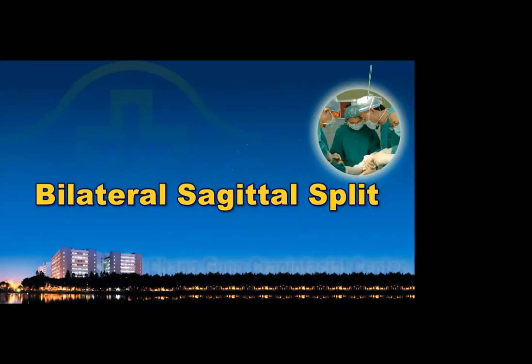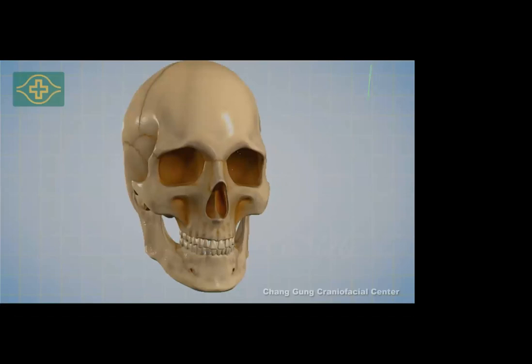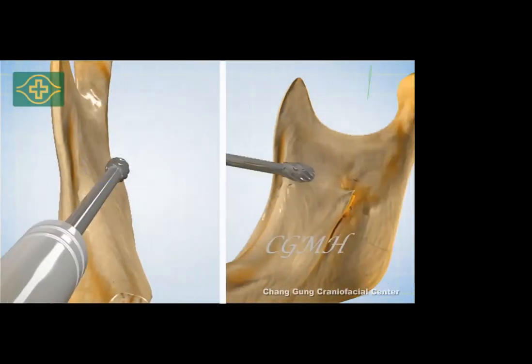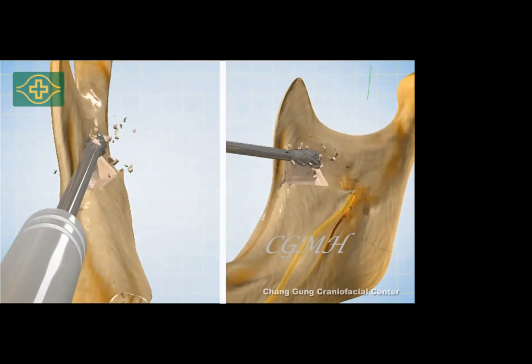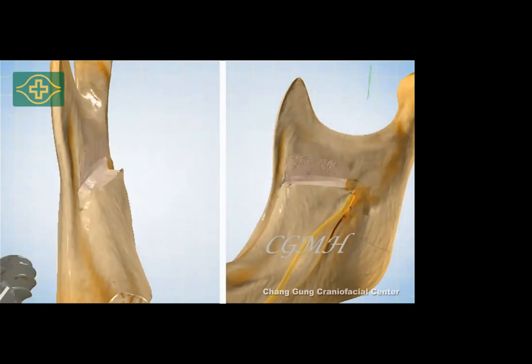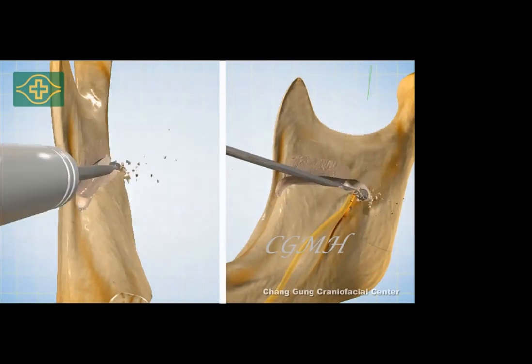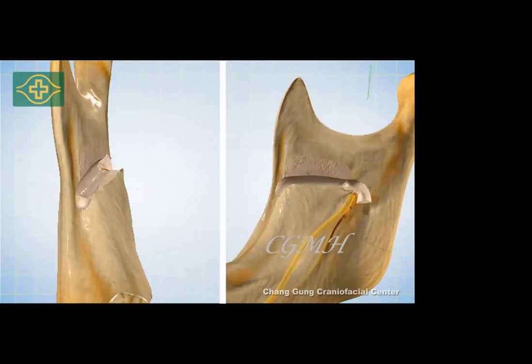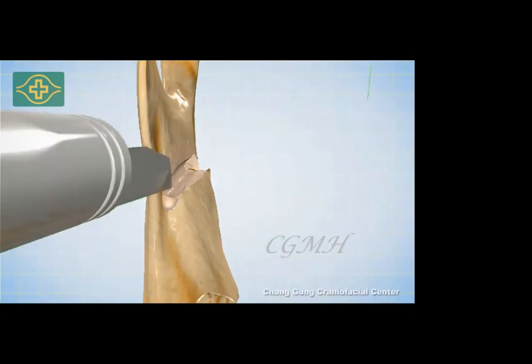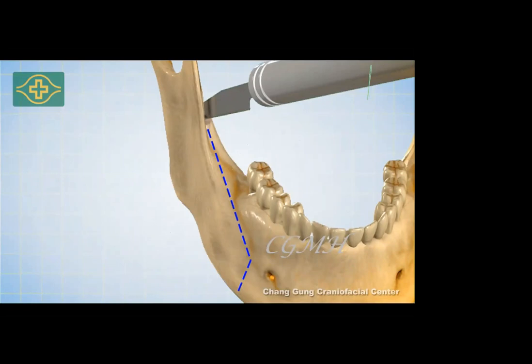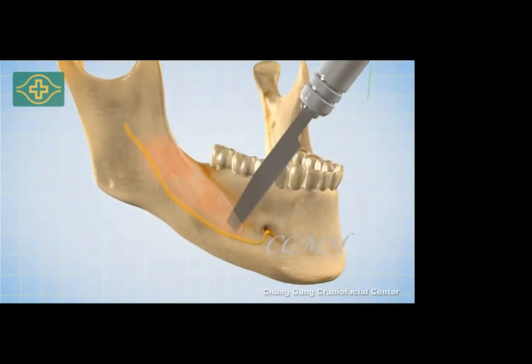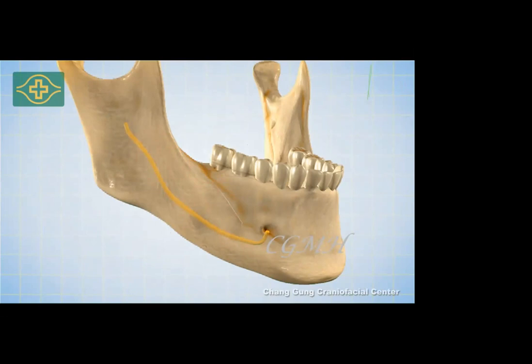So here we show you a short video clip that demonstrates the skill that we use here in Chang-Gung. We start from a horizontal ramus shaving first, from anterior to posterior, and theoretically you should go beyond the lingula, beyond the mandibular foramen. Then we do our so-called sagittal cut from the ramus to the angle and to the body, usually ending around the first molar region, the most anterior part.